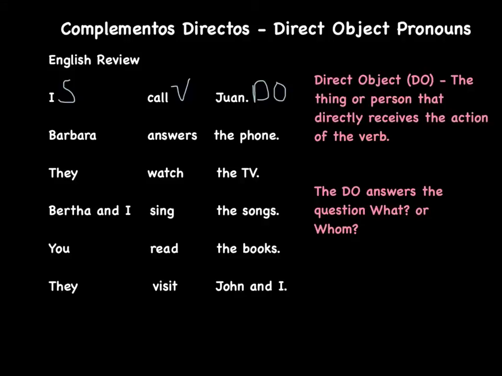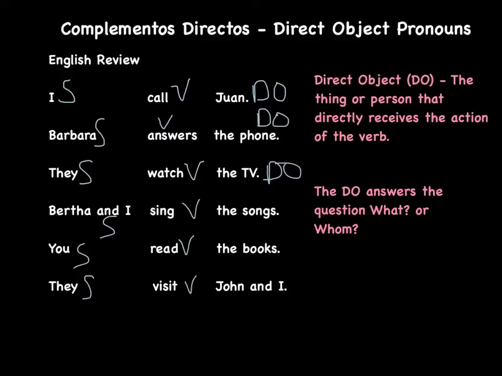Barbara answers the phone. Barbara is the subject. She's doing the action. And the phone is directly receiving the answering, which would make it the direct object. They watch the TV. They is the subject. Watch is the verb. TV is the direct object. You guys can see the pattern here, and we don't need to go through the rest of them. It's pretty straightforward, but that is just a little refresher for you that the direct object receives the action directly from the verb. Nothing is interfering. Okay? So let's take a look at a couple of examples here in Spanish and how that would work.